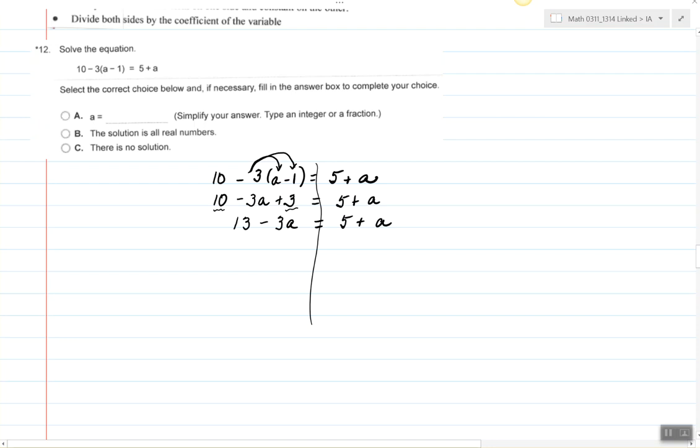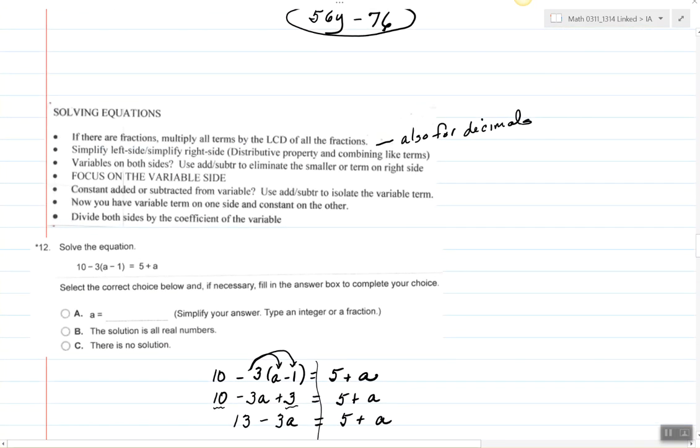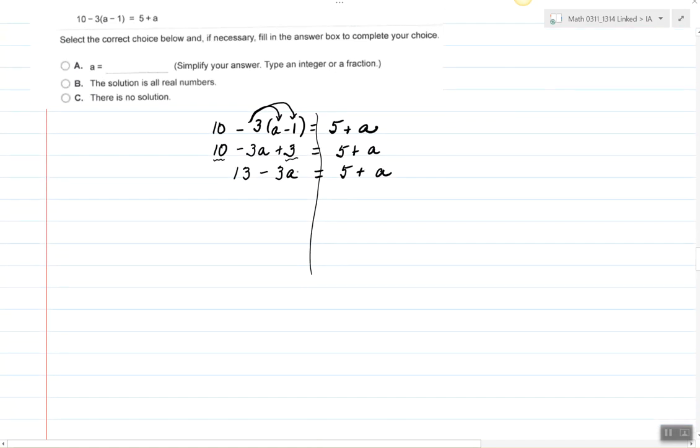The next step, go back up here and review them. Do you have variables on both sides? Well, yes, I do. I have a 3a and I have an a. It is up to you. Some students are taught to always eliminate the smaller, negative 3a versus positive 1a. You would eliminate this negative 3a because negatives are always smaller than positives. Other students are taught always eliminate the variable on the right. Do whatever you were taught.